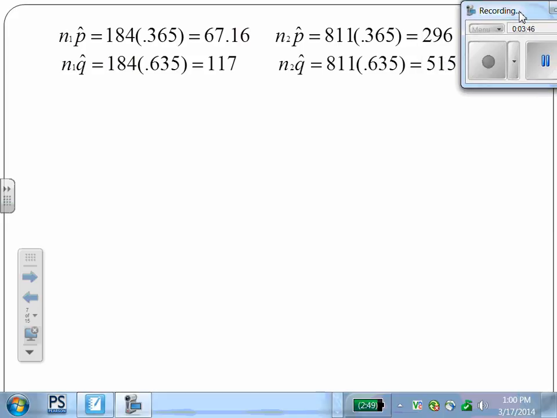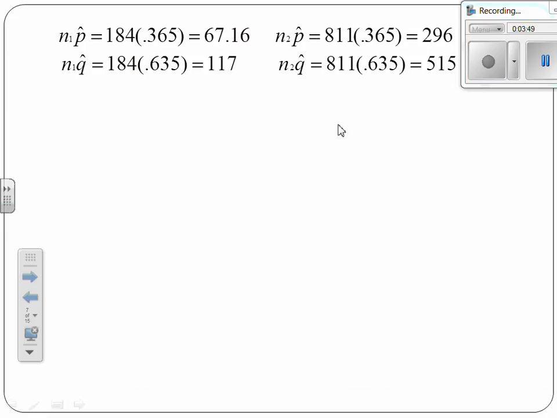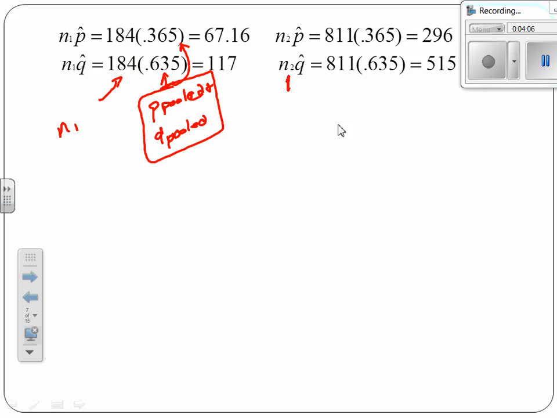So again, this is p pooled and q pooled, which is just 1 minus p pooled. So that's what those two values are. And those are the first, that's n1, and again, there's n2, 811 that were 30 and over. So there's the one big difference so far. All of these things are greater than 5. Let me get this out of your way so we can read it clearly.